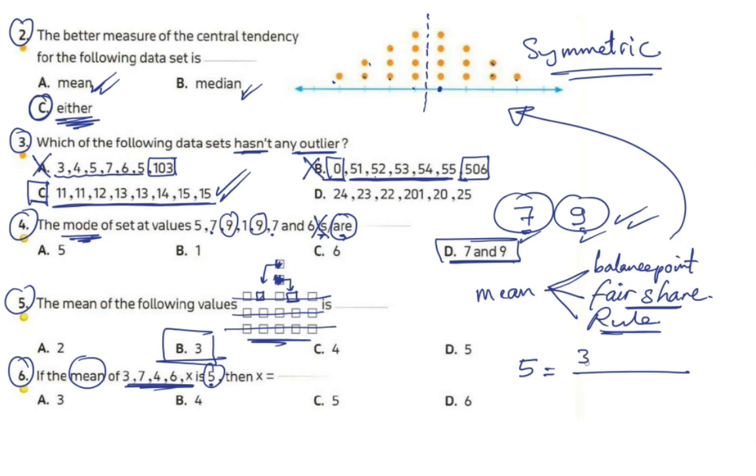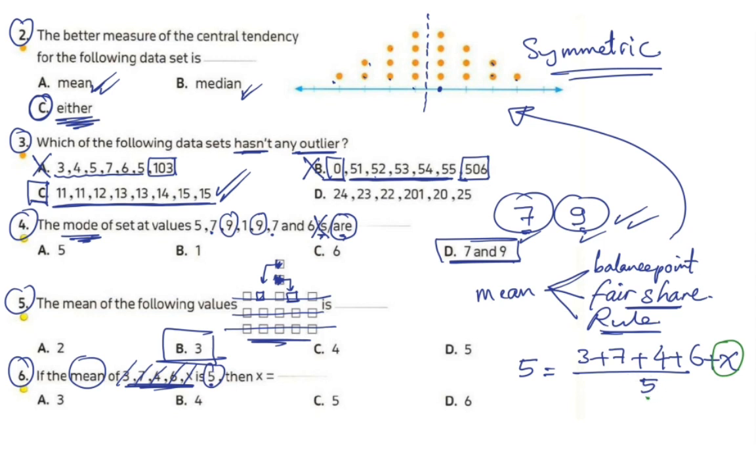So I have 3 plus 7 plus 4 plus 6 plus x over 1, 2, 3, 4, 5, over 5. Okay, I need to find the value of x. To find the value of x, I need to solve the equation. I will use what we learned before about solving equations. I have first divided by 5, so I need to get rid of this 5.